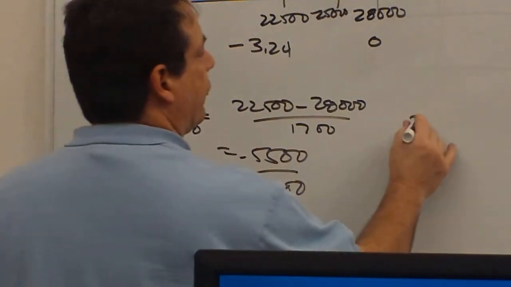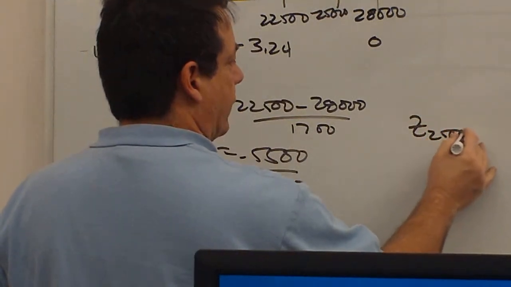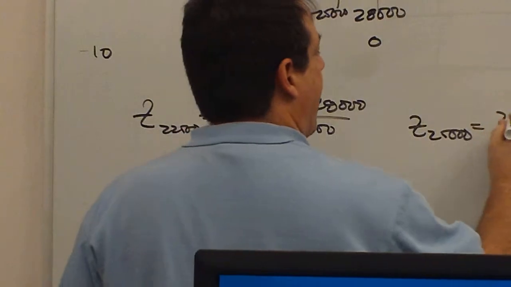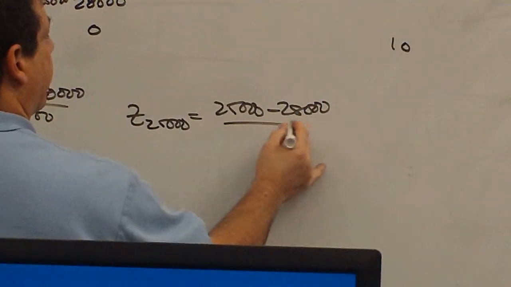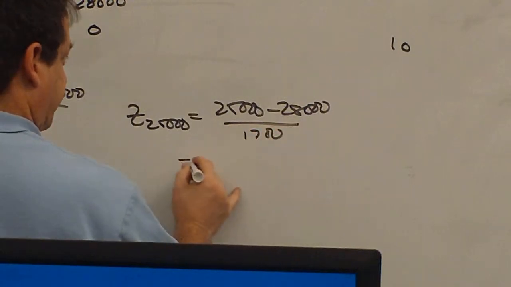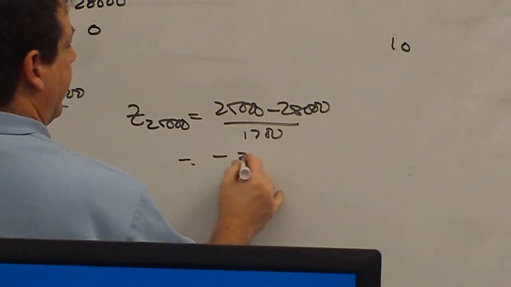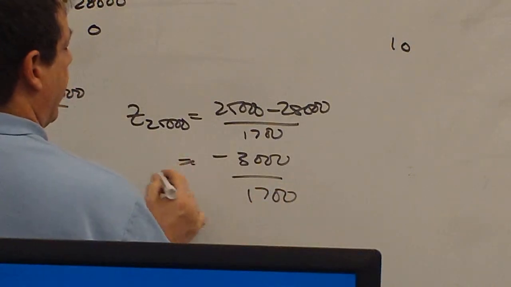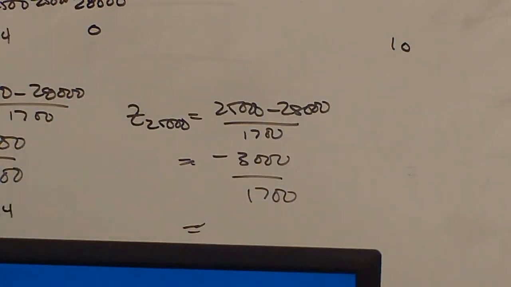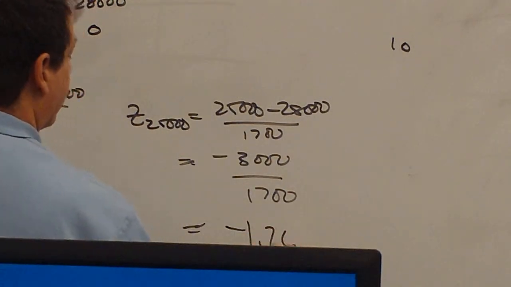Then we need a z-score for 25,000. This would be 25,000 minus 28,000 divided by 1,700. This will be negative 3,000 divided by 1,700. And what is that? Negative 1.76.